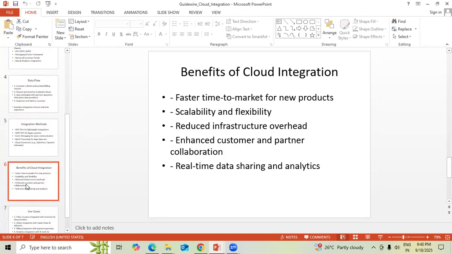Now, what benefits do we see in cloud integration? One is a faster time to market for new products. It is scalable and flexible. It reduces the infrastructure overheads also. At the same time, it enhances customer as well as partner collaboration, followed by real-time data sharing and analytics. These are the benefits we see when we are working on cloud integration.